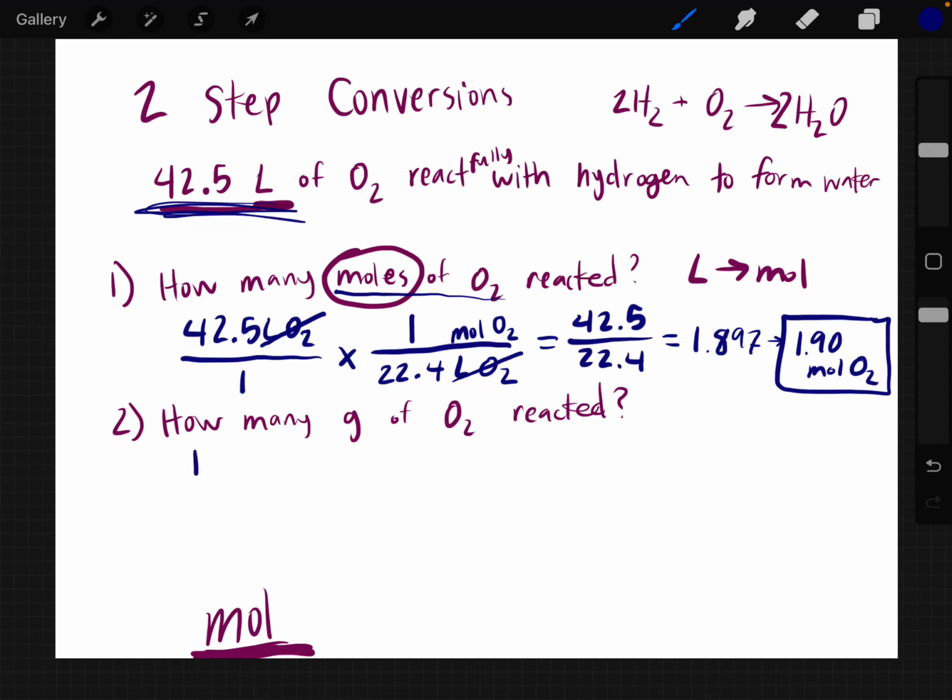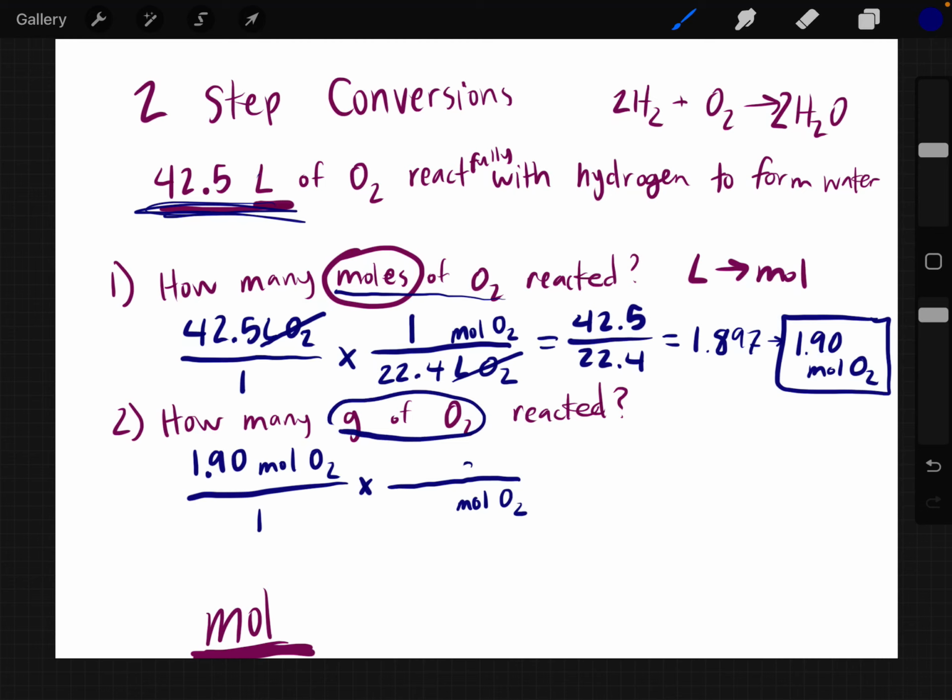So what we're going to use is our last answer as our given. So I'm going to say 1.90 moles of oxygen over 1, because I always do my given number over 1 as my first fraction. Then I'm going to multiply. And again, you can use your formula sheet to find how to do the conversion. But if you can understand where these units need to go in these fractions, you've totally got this down, and you don't even need your formula sheet. So right here, if I'm trying to get rid of moles of oxygen, I'm going to put moles of oxygen on the bottom. And then if I'm trying to get to grams of oxygen, I'm going to put grams of oxygen on the top.